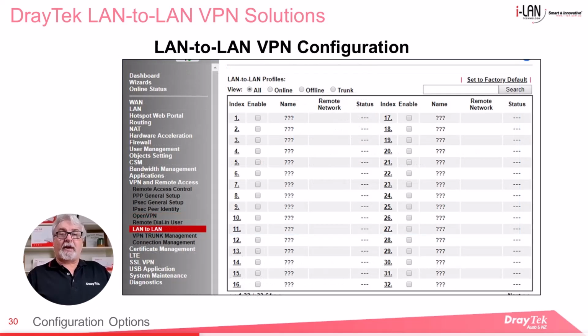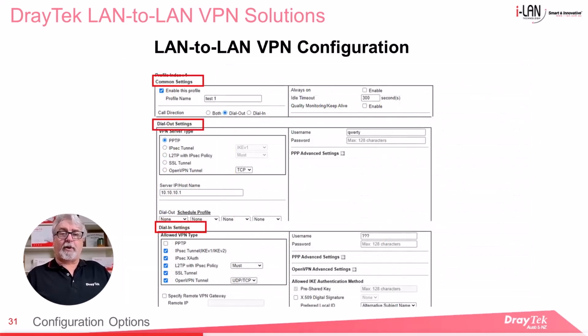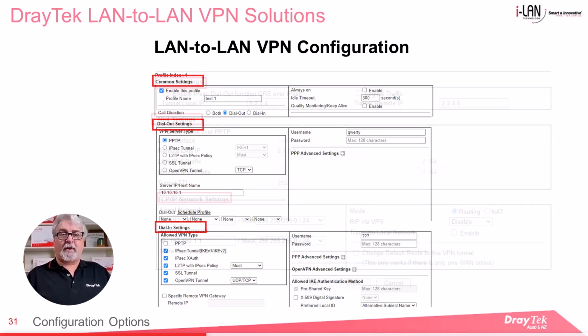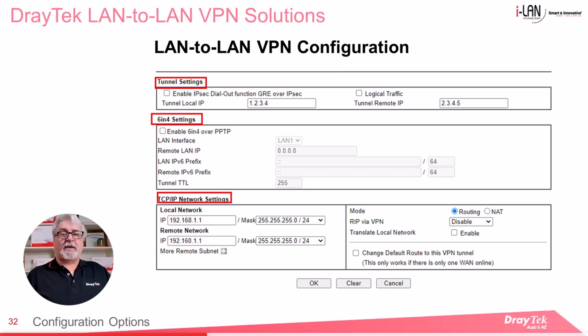To set up LAN-to-LAN VPN tunnels, go to the LAN-to-LAN menu option as shown here. Each page has 32 profiles, so for routers supporting more than 32 VPN tunnels, you will have multiple configuration pages. Clicking on each index in the LAN-to-LAN profile page allows you to create a profile for each LAN-to-LAN VPN connection. Within each profile, there are 6 subgroups, which include common settings, dial-out settings, and dial-in settings, which will appear depending on the mode selected. We also have tunnel settings, 6in4 settings, and TCP/IP network settings.